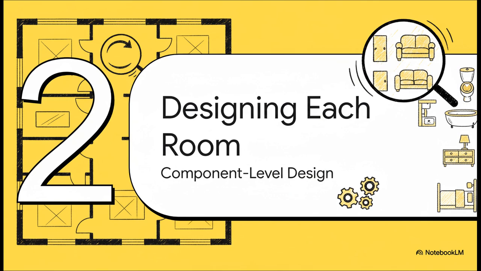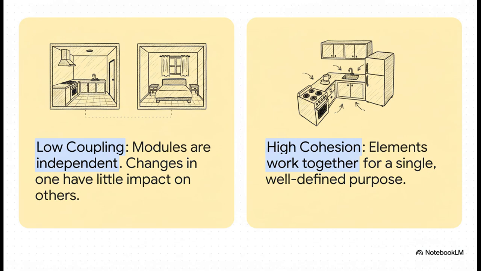In software, this is called component-level design. And this is where the details really start to matter. So, to design a good room, or a good software module, you've got to follow one golden rule with 2 parts. First, you want what's called low coupling. This just means your kitchen shouldn't be structurally dependent on your bedroom. You should be able to renovate one without the other one caving in. Makes sense, right?